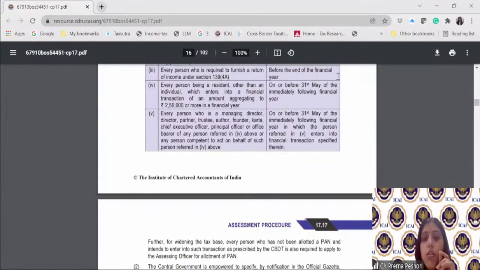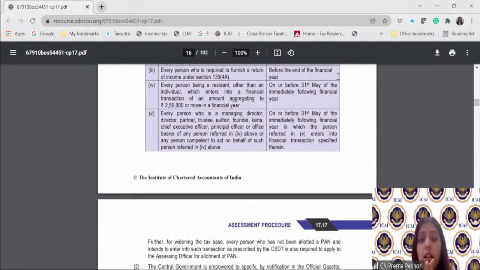Now, consequences of failing to intimate the Aadhaar number. If a person fails to intimate the Aadhaar number, then the PAN allotted to that person shall become invalid. What do we mean by that? If a person who is having the PAN is also required to intimate his Aadhaar, has failed to do so, or has failed to link PAN and Aadhaar, then the PAN of the person will become inoperative. And what do we mean by inoperative?